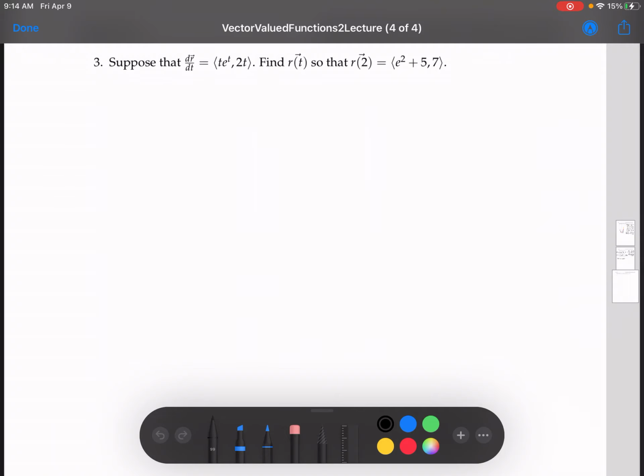In this problem, we're given the derivative of a vector-valued function, r of t, and we're supposed to find the actual function r of t. Now remember from Calc 1, the way we do this with good old regular functions: when we have the derivative of a function, we want to recover the original function, so we take antiderivatives. We take an antiderivative, and the exact same thing will be done here.